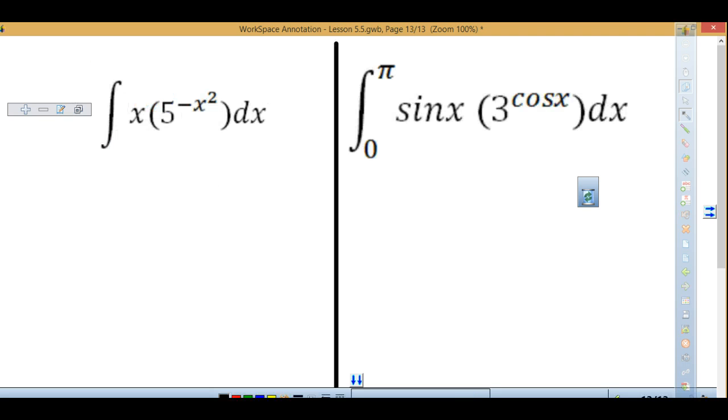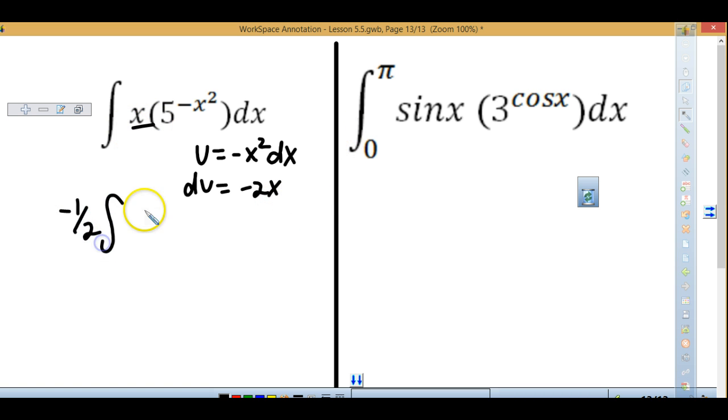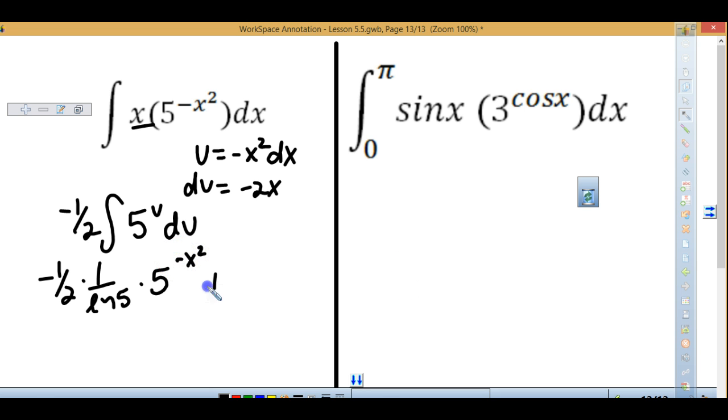Okay, just to wrap up with a couple of other examples here. So I have u substitution, so u is equal to negative x squared. The derivative of that would be negative 2x. I have the x, but not the negative 2, so I have a negative 1/2 out front. 5 to the u du. Okay, so then negative 1/2, 1 over natural log of 5, 5 to the u, which is negative x squared, plus c.